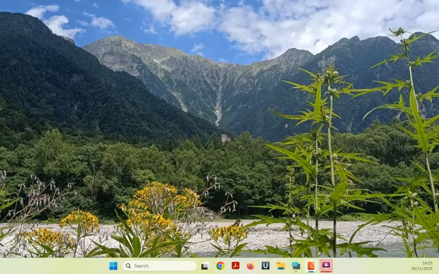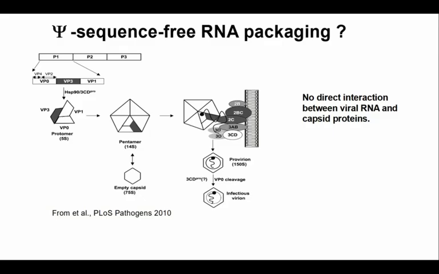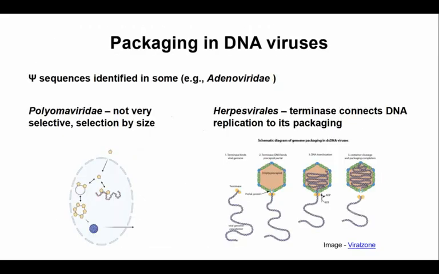Okay, flaviviruses also don't have a specific packaging sequence. Okay, how about DNA viruses? Okay, so some DNA viruses have specific packaging signals. So that's in adenoviruses. There are packaging sequences at either end of the DNA genome. So the idea is, there's one at the beginning, one at the end. You try and get the whole genome in there.